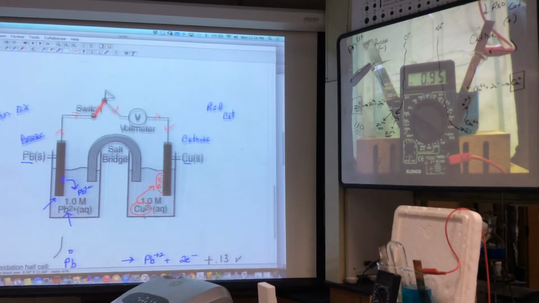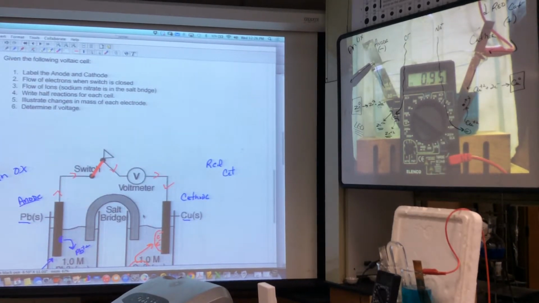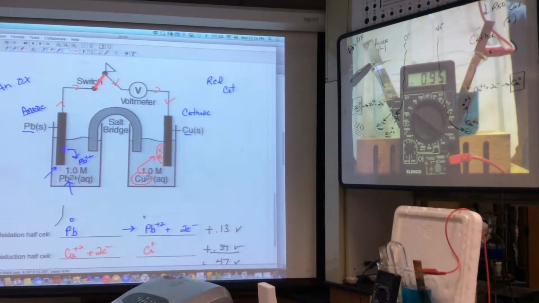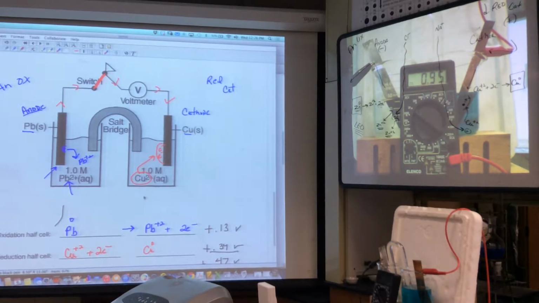Okay, what else am I missing? What did I ask for? Flow of electrons, flow of ions. Sodium nitrate is in the salt bridge. What does sodium nitrate break apart into? Some people don't see that. Sodium nitrate is NaNO3. When it breaks apart into ions, it breaks apart into Na plus and NO3 minus. So in solution, we have this aqueous ion and this aqueous ion.